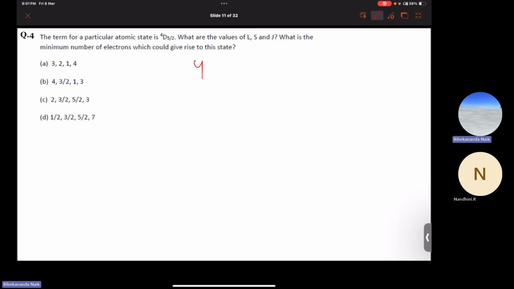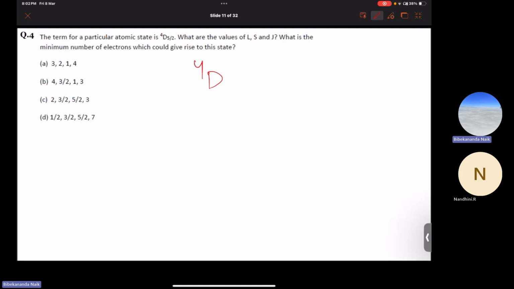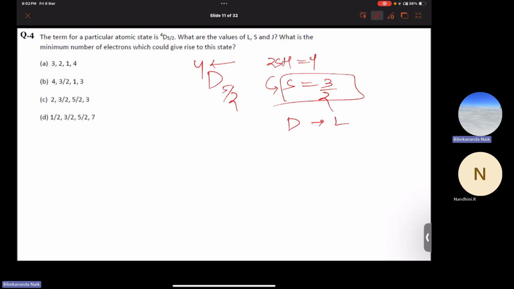So yes, you will now see the term for a particular atomic state is 4D 5/2. What are the values of L, S, and J? And what is the minimum number of electrons which could give rise to this state? So if you see 4D 5/2, this 4 is 2S plus 1 equal to 4, which gives S equal to 3/2. So S is 3/2. For D, L is 2, and here J is 5/2 given.